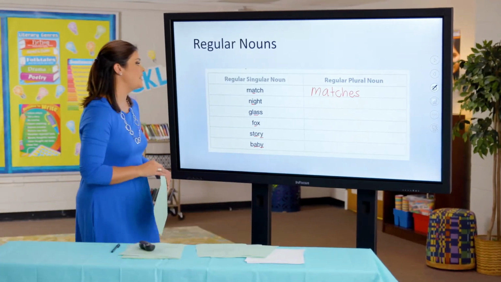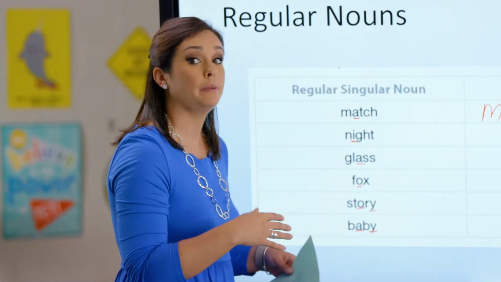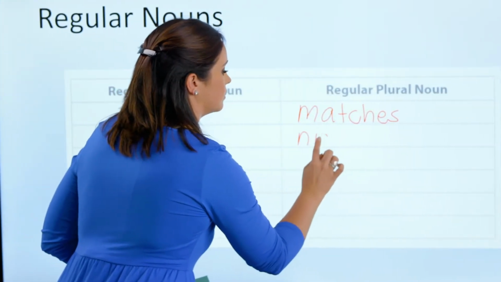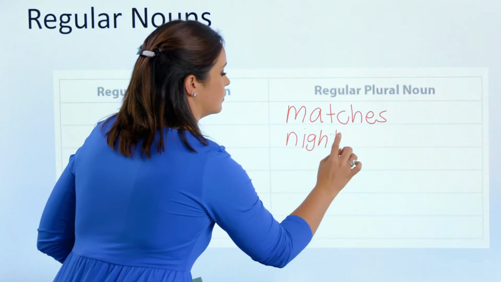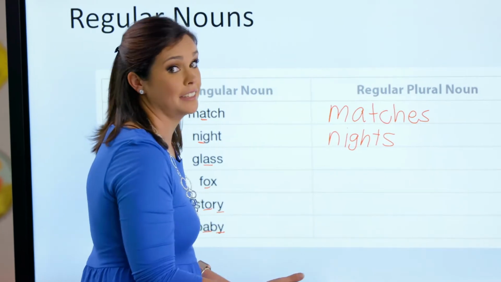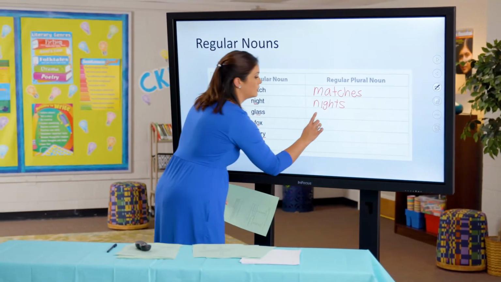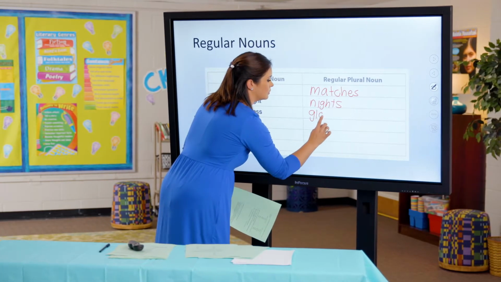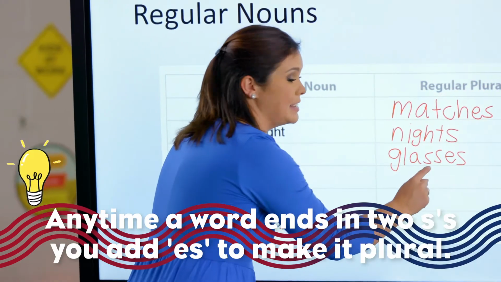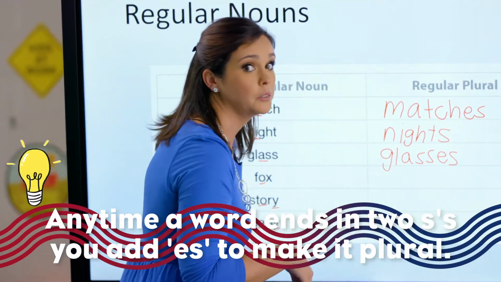Now let's take a look at the next word. This noun is night. To make it plural, it'll be nights. Notice how in this word, we only add the S. The plural form of glass is glasses. Anytime a word ends in two S's, we attach ES to the end to make it plural.